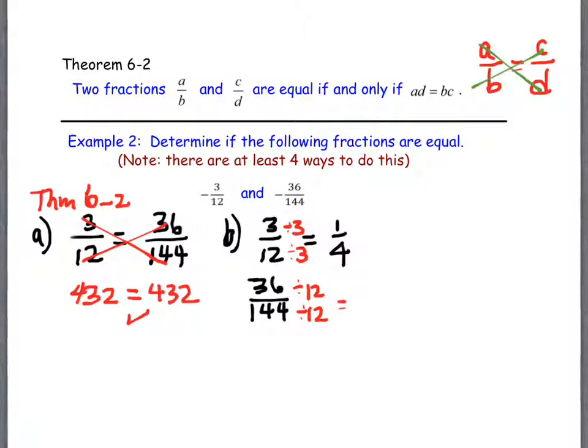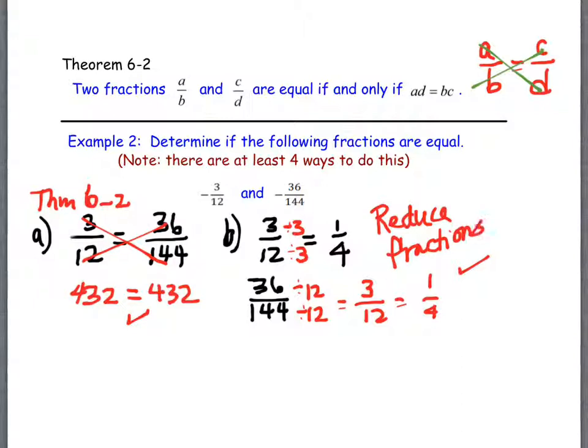So what's 36 divided by 12? 3. And 144 divided by 12? 12. And we've already said that that's 1/4, right? So they both reduce to the same thing. That's a second way to do this. So we can reduce the fractions. That's an option. What's another way we could do this? Would you like to multiply?